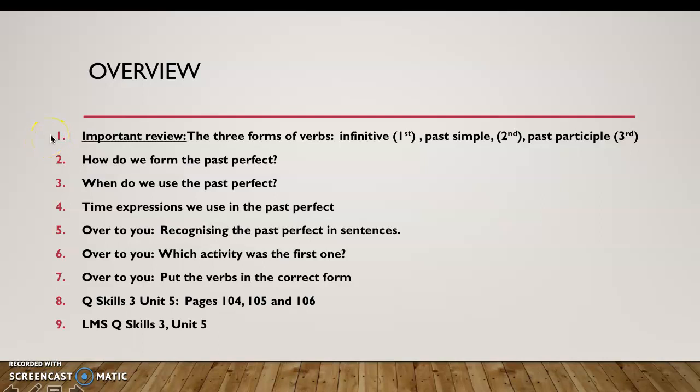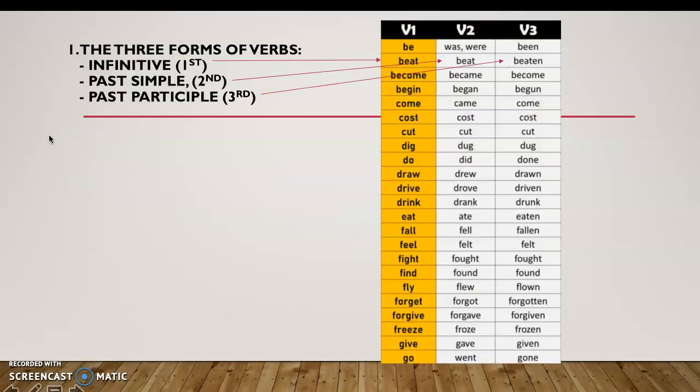Right, now we're going to start with the important review. Let's take a look. The three forms of verbs are the infinitive, the past simple and the past participle. The infinitive is the base form, so be in this case, or to be, which is the first one here. The past simple is was or were, or began, or came, and this is the one that we use when we're talking simply about the past. And the past participle is the third form. These are the ones that you're going to need if you're going to use the past perfect correctly.